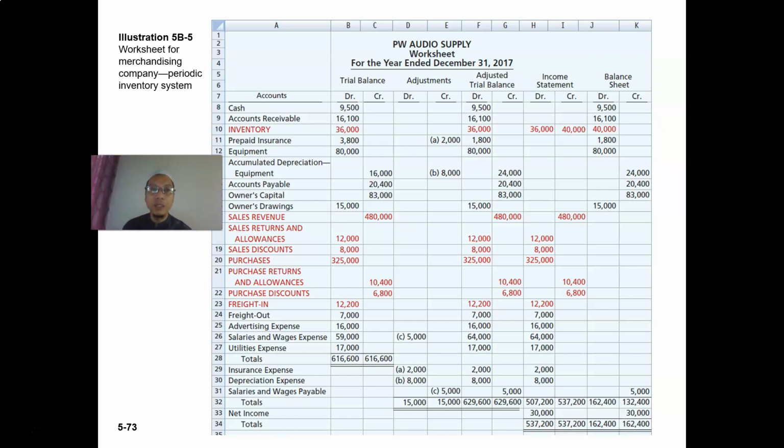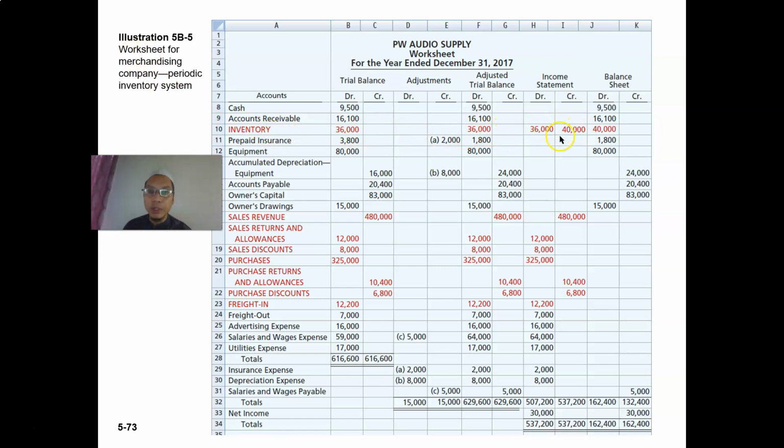In order for us to come up with the net income, we need to find out the gross profit, and to come up with the gross profit, we need to find out the net purchase. We need to find out the cost of goods sold, and in order to come up with the cost of goods sold, we need the beginning inventory and the ending inventory. So under the income statement, on the debit side, we put the beginning inventory, and on the credit side, we put the ending inventory. This is the major difference for inventory in the worksheet.